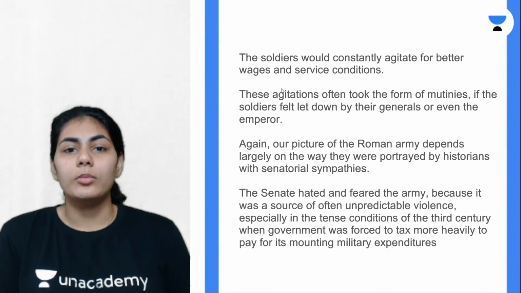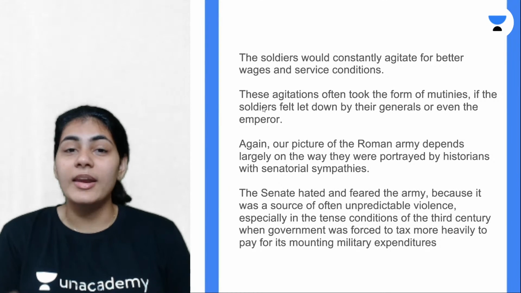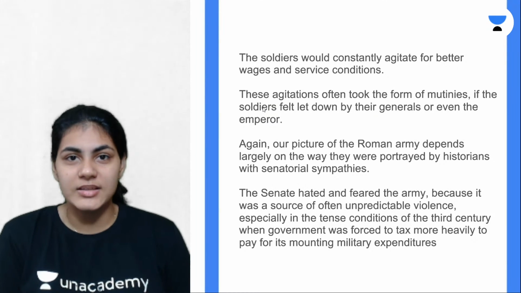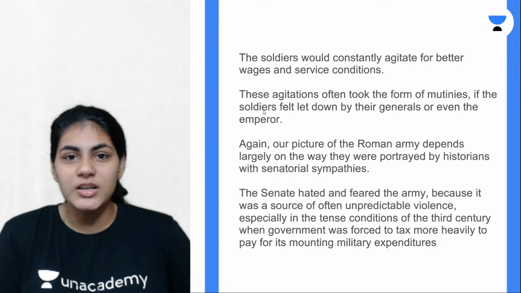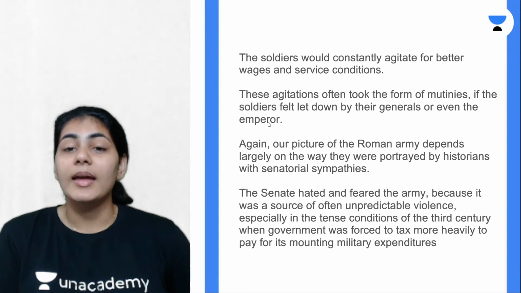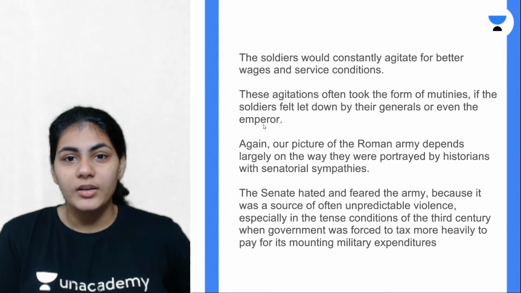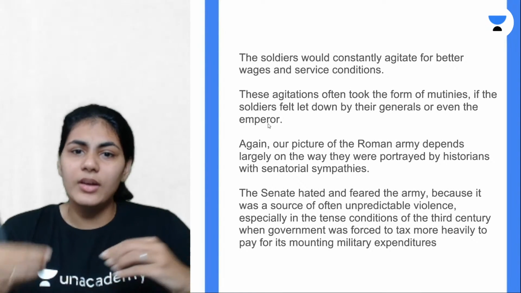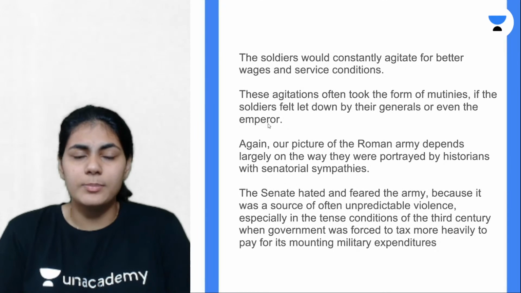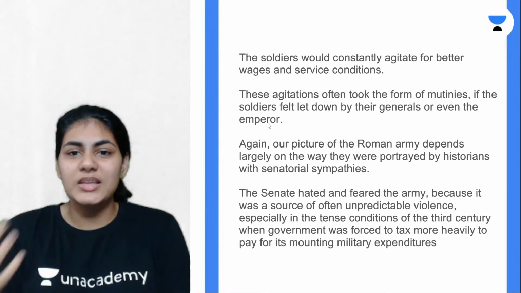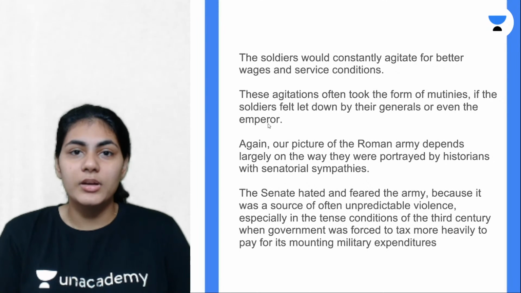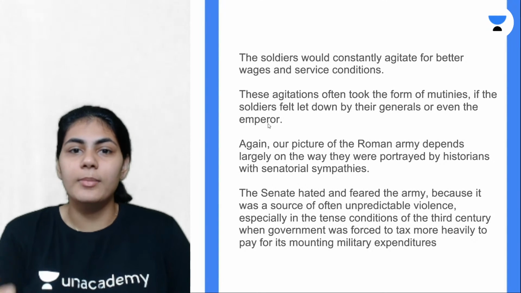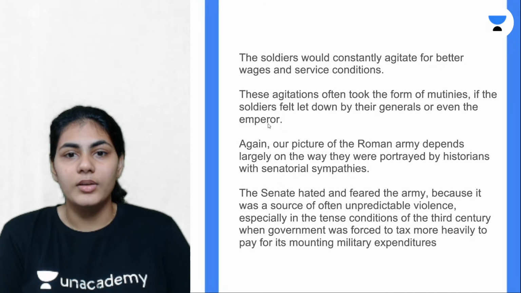So sometimes in the past, when the emperor was not able to fulfill these requirements demanded by the soldiers, there were mutinies, there were agitations, right? So all of these internal conflicts, civil wars. Sometimes these mutinies used to happen when the emperor does not satisfy the demands of the soldiers.